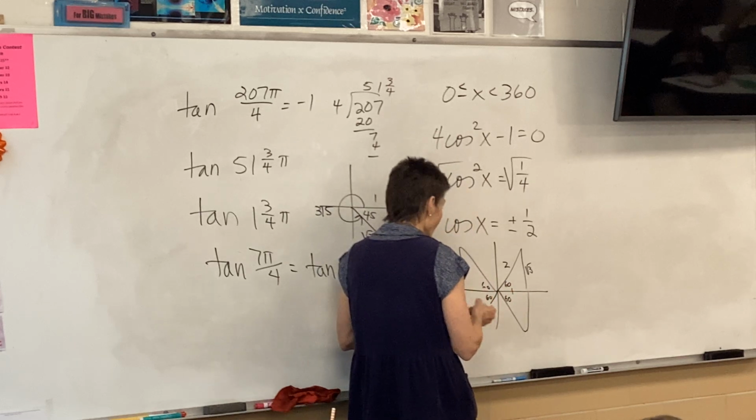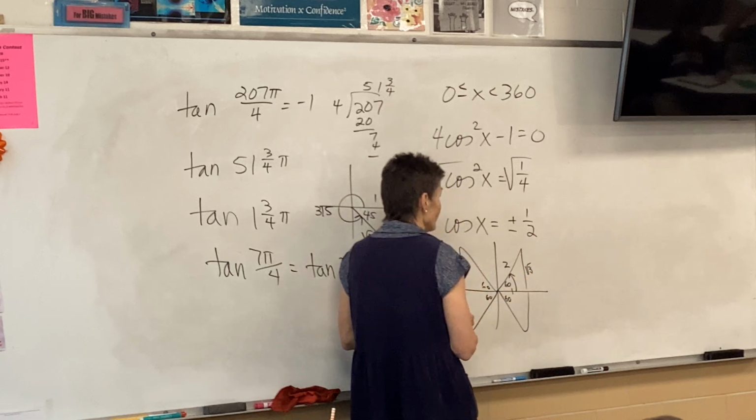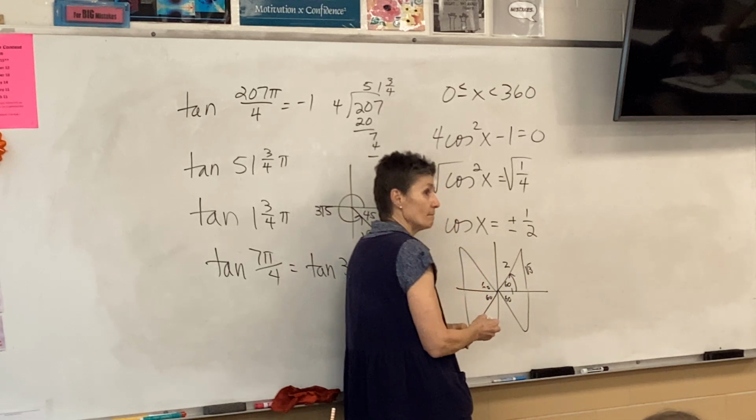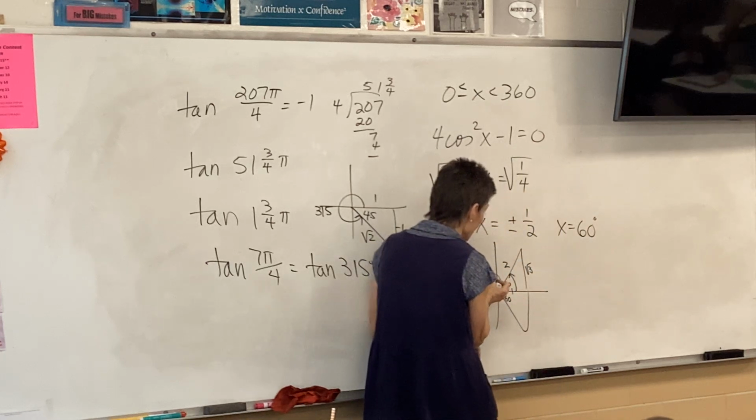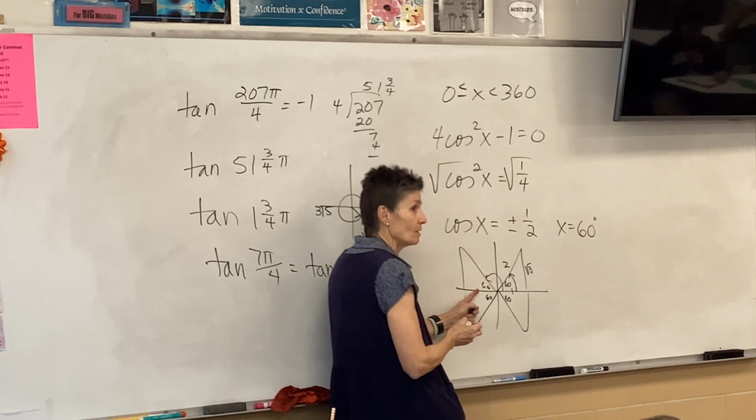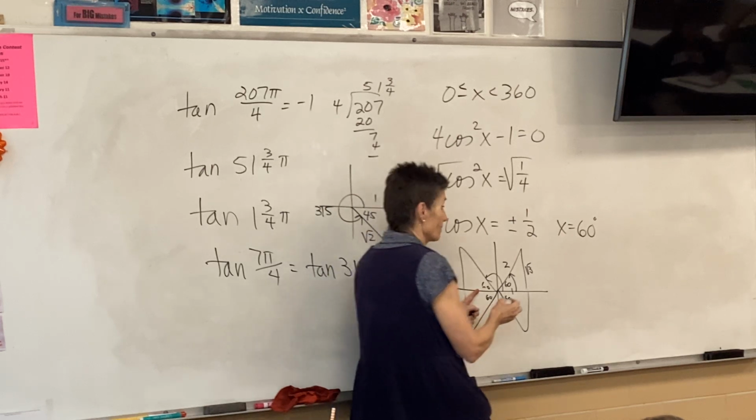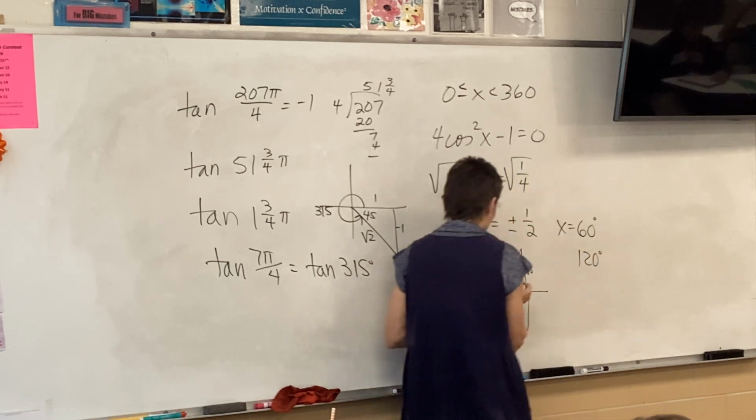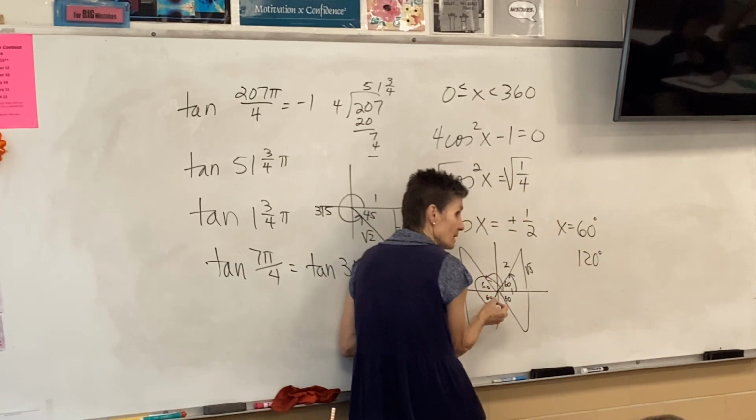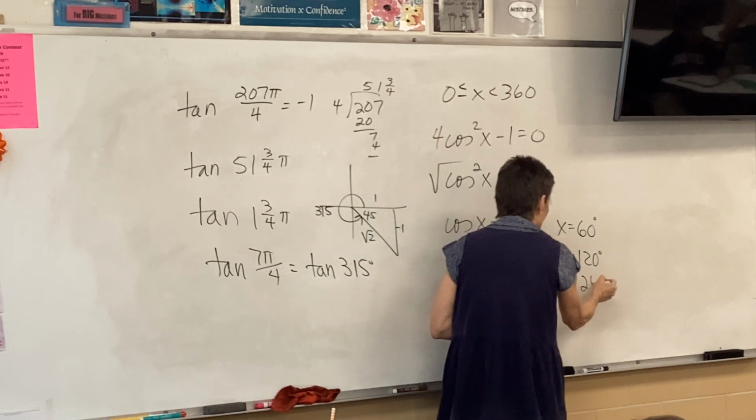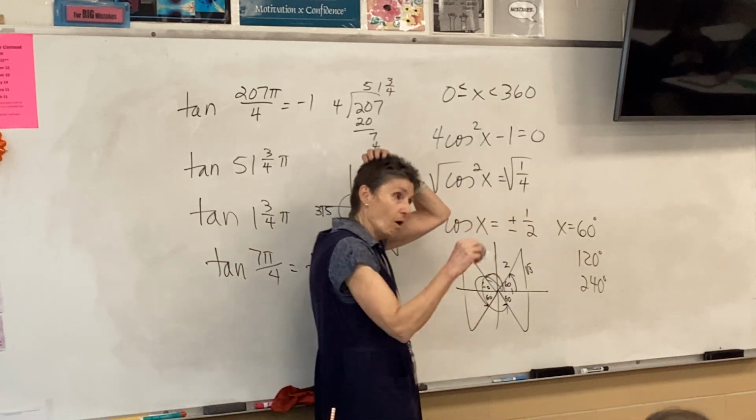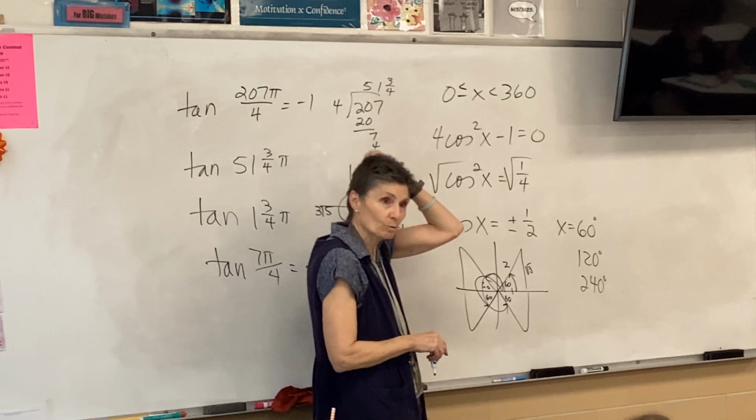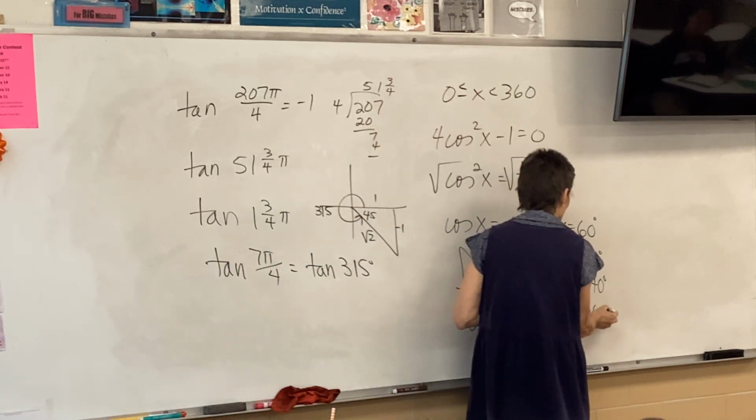So now we have to find our answers. So the first one is 60. Next one's 120. The next one would be over here, 180 and another 60, that would be 240. The last one is all the way over here, which is 300, all the way around except for 60 degrees, so 360 minus 60, or 300.